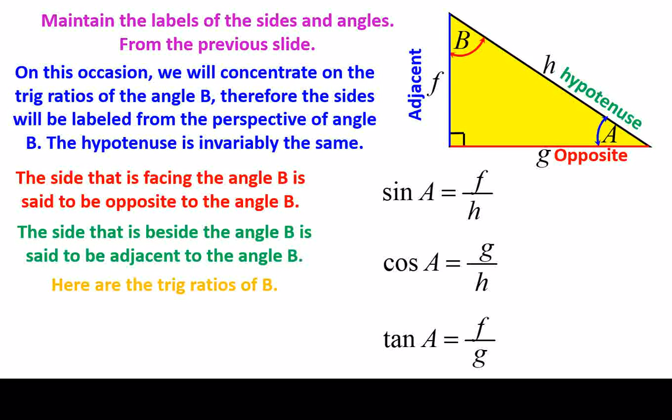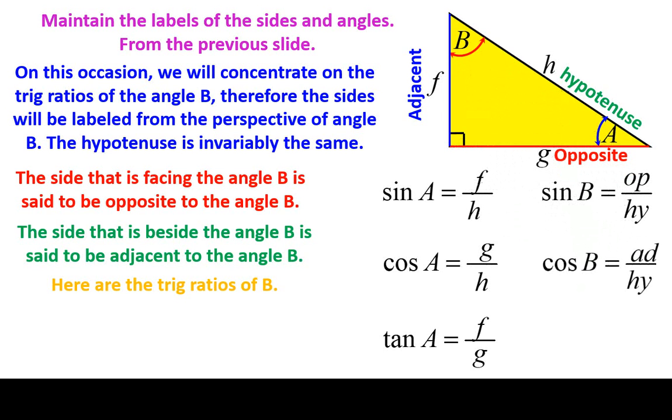Here are the trig ratios of B, and what we have representing the trig ratios of B are also the trig ratios of all angles in a right angled triangle. This is a general representation of the trig ratios. Sine is opposite over hypotenuse, cosine is adjacent over hypotenuse, tangent is opposite over adjacent.